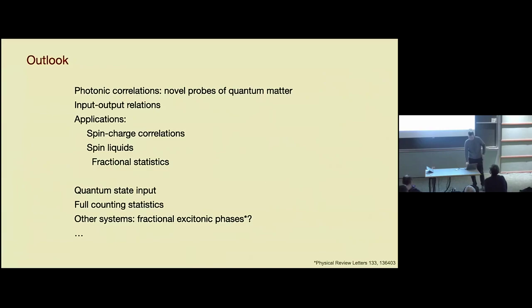So with this, I would like to conclude. In this talk, I described photonic correlations as a novel probe of quantum matter. I derived the input-output relations, and I described several applications for spin-charge correlations and spin liquids, including fractional statistics. And of course, there is a lot of space for follow-up research, for example, quantum input states and full counting statistics of both the input and scattered light, and maybe some extensions to excitonic systems with fractional phases. Thank you.